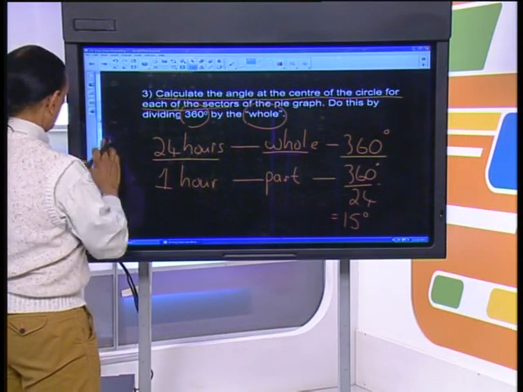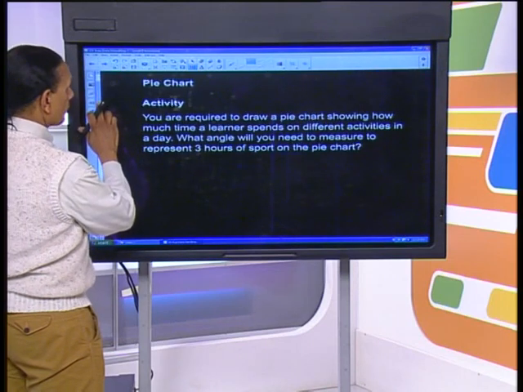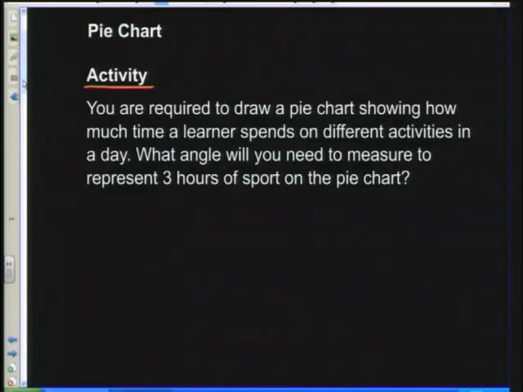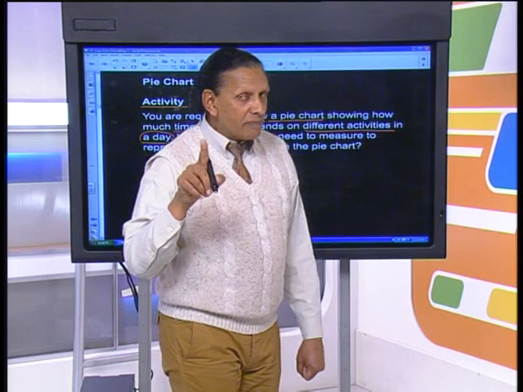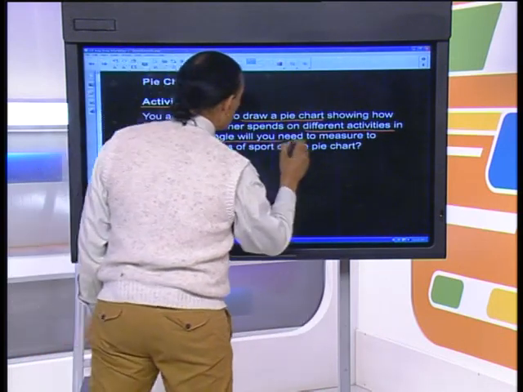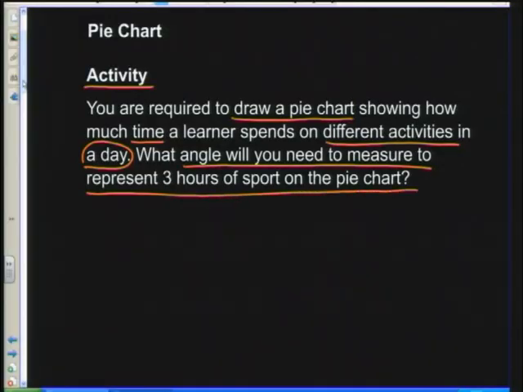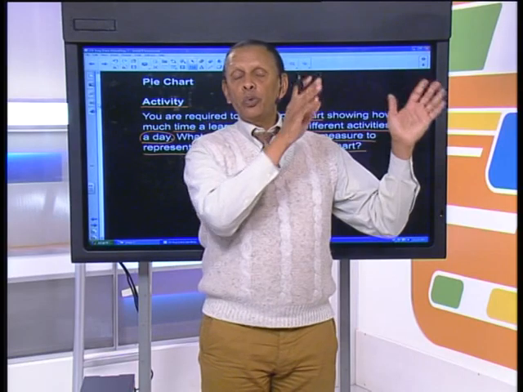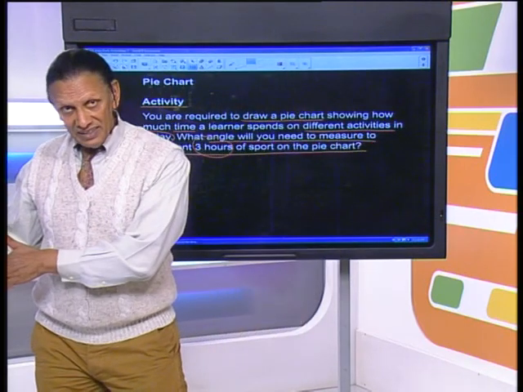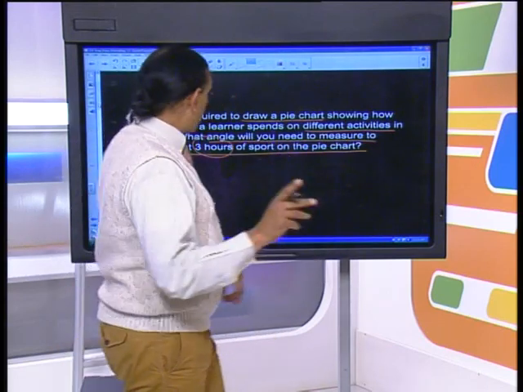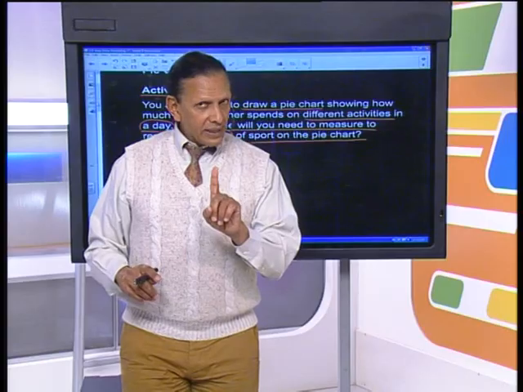Right, so let's look at the activity which you must do now. You are required to draw a pie chart showing how much time a learner spends on different activities in a day. 1 day. Remember how many hours? What angle will you need to measure to represent 3 hours? Remember I said to you early on, 24 hours is a whole, which is 360 degrees. So it is actually 360 divided by one whole, isn't it? Then I said half a day is 12 hours, so 360 divided by 2, etc. You get the idea. Now I want you to do exactly the same. So I'm going to give you a few minutes to try this one. Do exactly what I've done before. Are you ready, guys? Starting now.